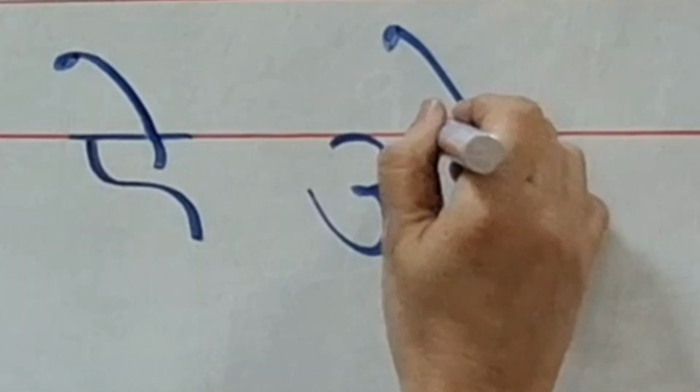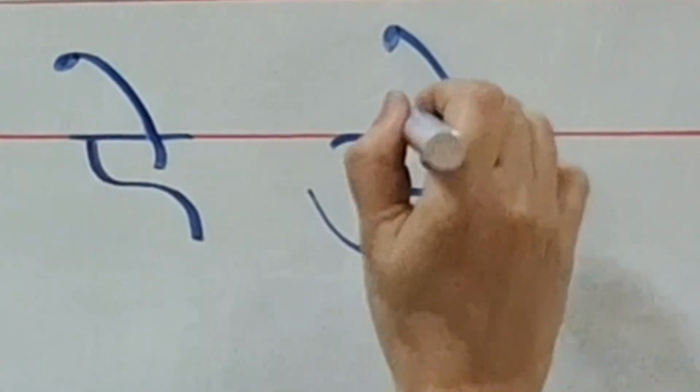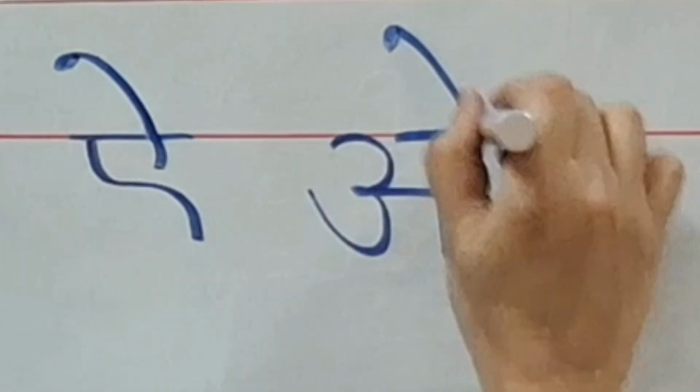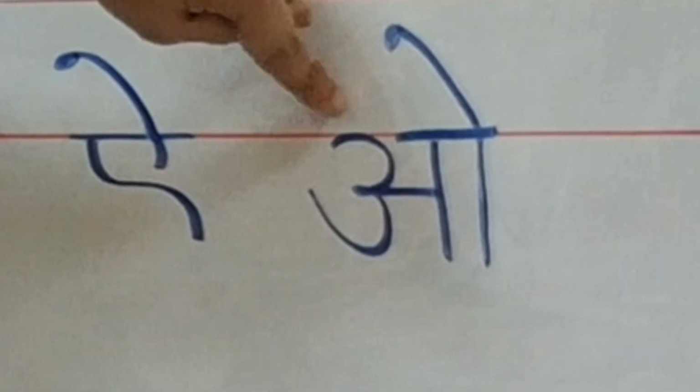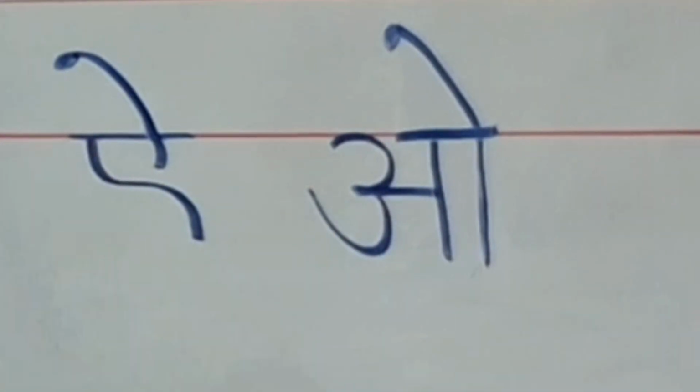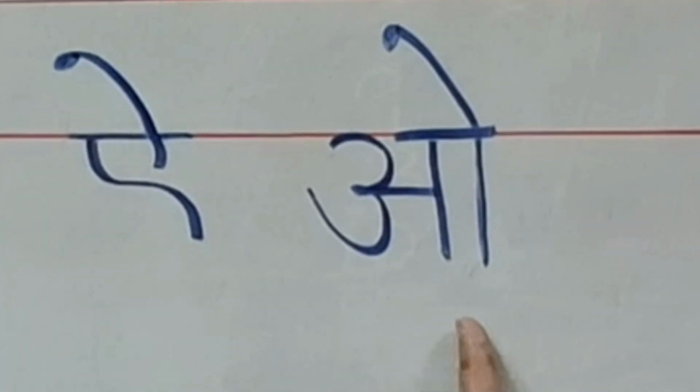Now another sleeping line to complete this letter. I will just put a short sleeping line. Remember, no sleeping line should be drawn on top of the head. Okay? So this is O se Oakley.